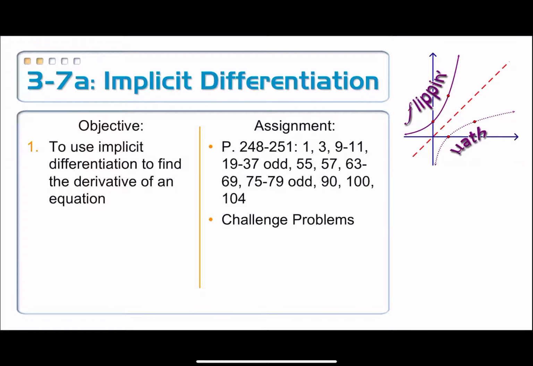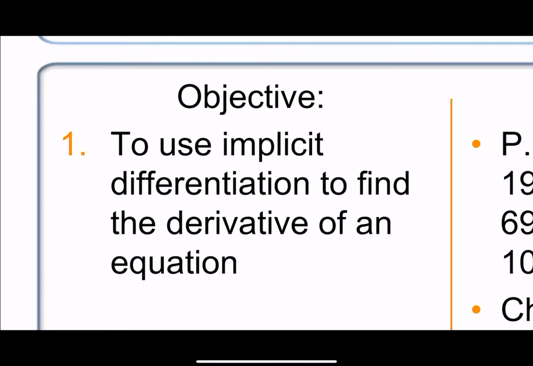I decided to break section 3.7 into two different parts because it was rather gargantuan. And the first part, as you can see, is about implicit differentiation. And the second part, we're going to apply this implicit differentiation in order to find the derivative of inverse functions. So our goal here is to use implicit differentiation to find the derivative of an equation.